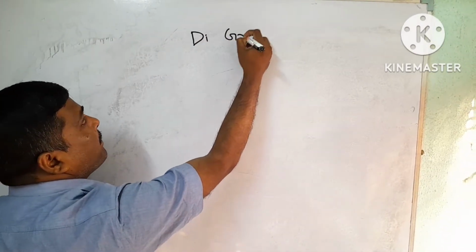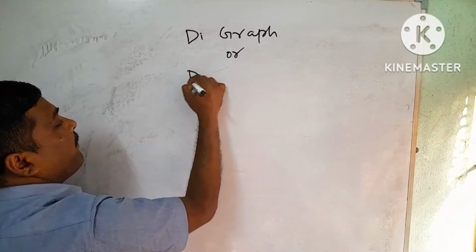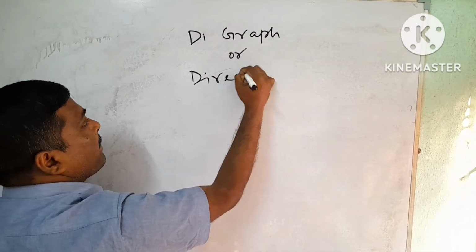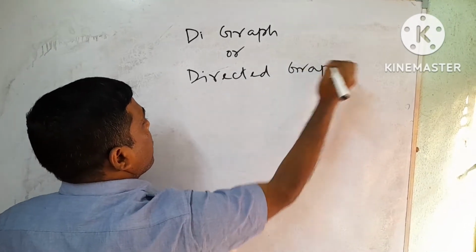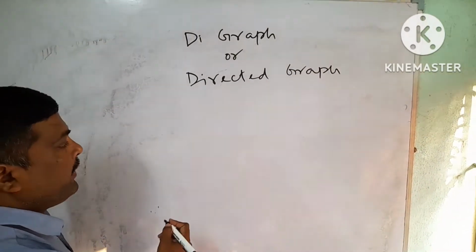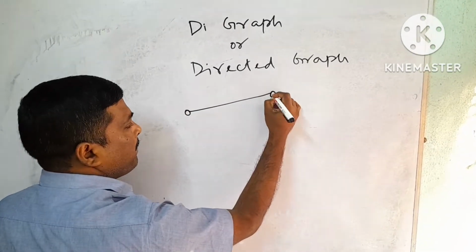Digraph, or directed graph. Digraph or directed graph. So one example, see.